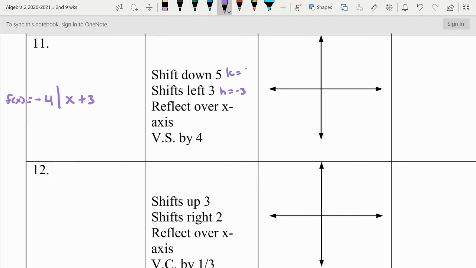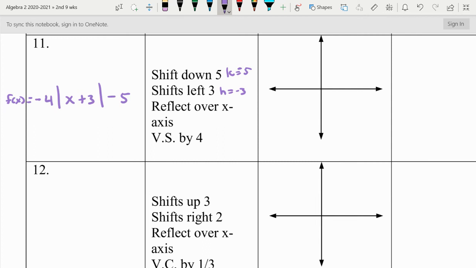Okay, here k equals negative 5. So remember, we're shifting it the opposite sign. Okay, and then shifts down 5. So minus 5 here. So that should have been a negative 5 over there. Okay. So there we go. We got all of them in there.